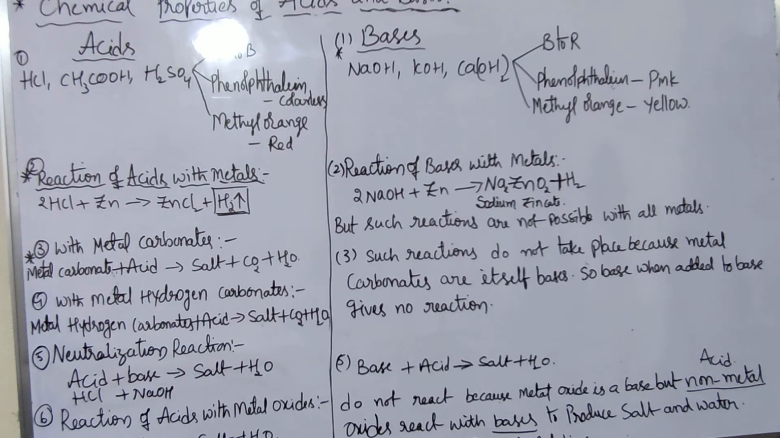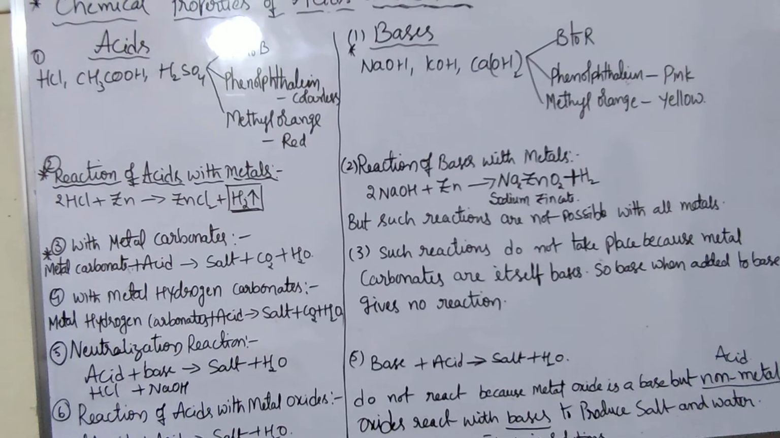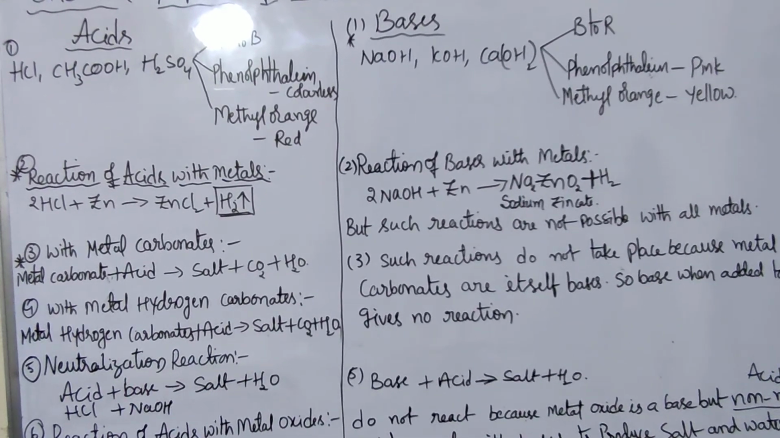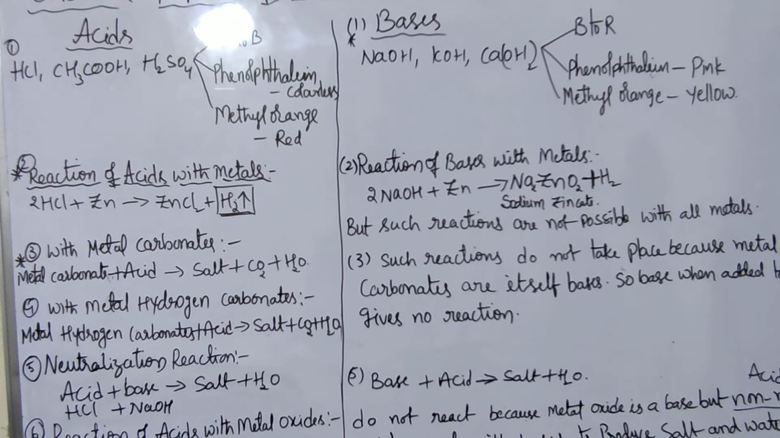Next, the fifth point is the neutralization reaction. What is a neutralization reaction? When an acid and a base react, they produce salt and water. Such reactions are known as neutralization reactions. So when acids react with a base, they produce salt and water. Similarly, when bases react with acids, they too form salt and water.